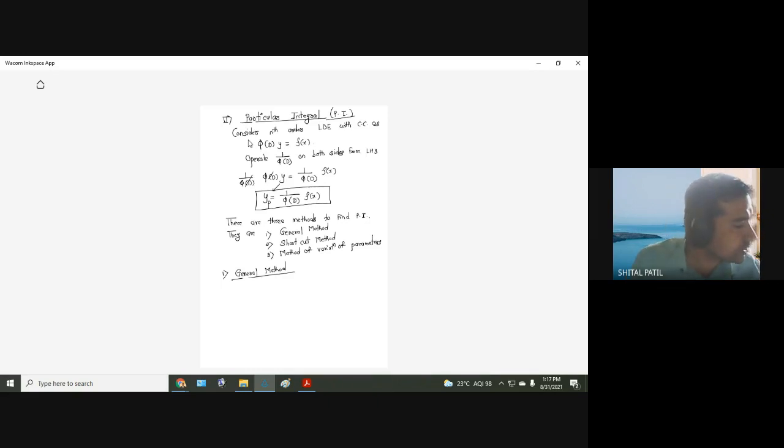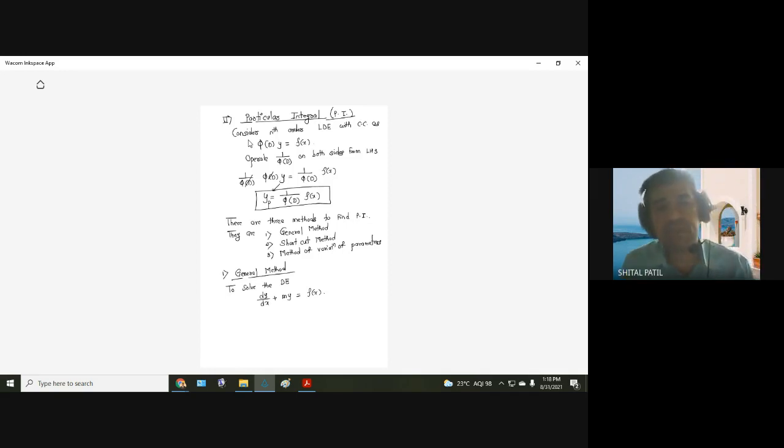Write one general method. Now below that, I want to solve the differential equation dy by dx plus my equal to f of x. So for the time being we are considering first order differential equation. Okay. So write down. It is how we can write this equation: D plus m, y equal to f of x.